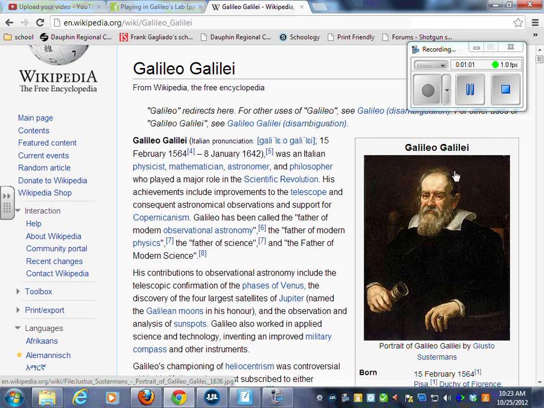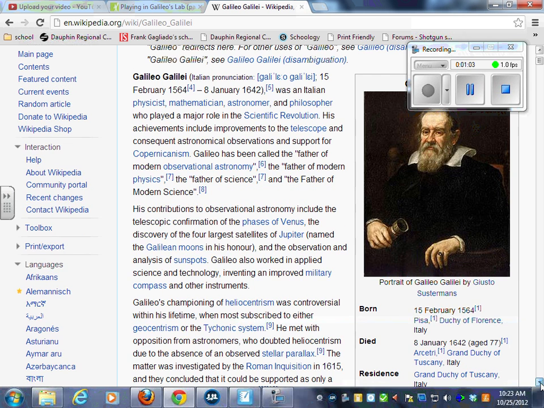He was born in 1564, died in 1642, oddly enough the same year that Newton was born. Basically, he brought science into the new age. Science had been in the dark ages for a long, long time. He was the guy that first did any sort of experiments.